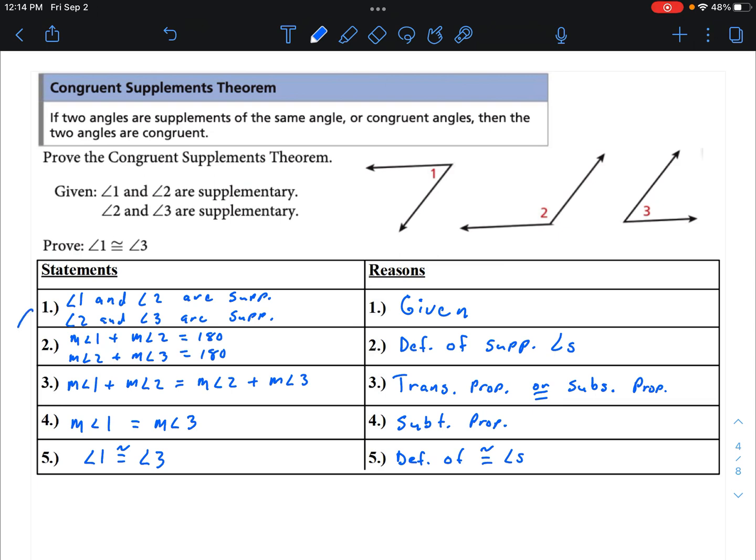Again, in the future, you'll be able to go from 1 to 5 and just say reason congruent supplements theorem. There's also the same theorem for congruent complements theorem, which I didn't put on this list, but it would be the same thing. If one of the angles doesn't change, your other two angles would be congruent to one another. Just change the word supplement to complement. That's all. All right, next thing.